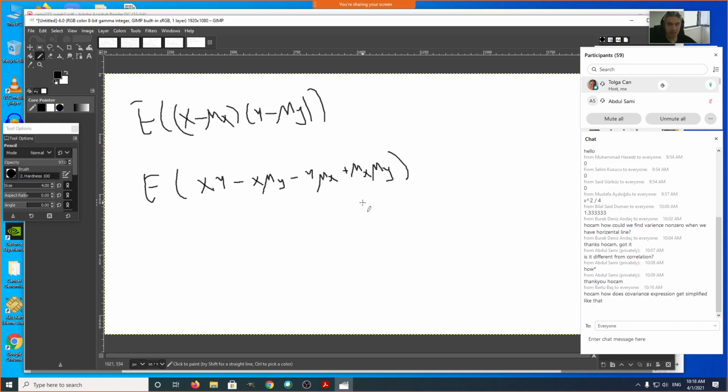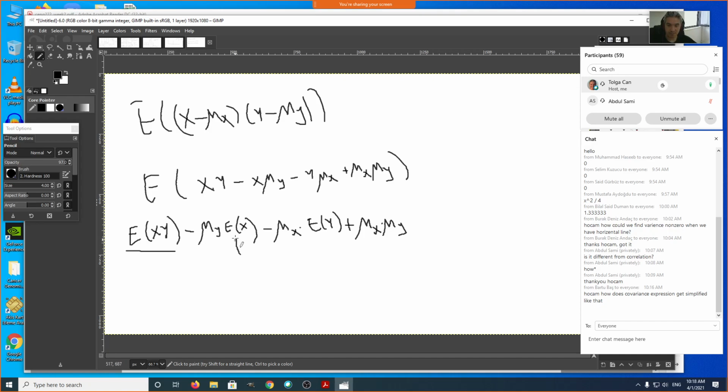Now, since these are summations of individual items, because of linearity of expectation, this is simply equal to the expected value of xy, minus mu y times the expected value of x, since I can take the constant mu y out, and minus mu x times the expected value of y, plus mu x mu y. We don't know what the first term is, so it remains like this.